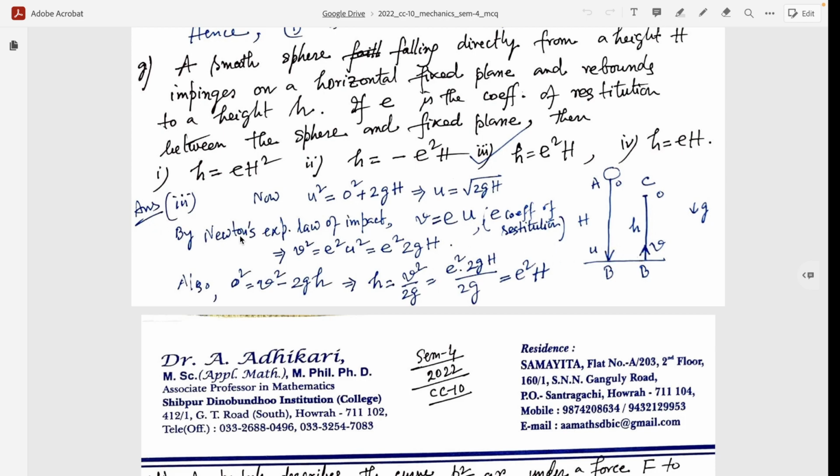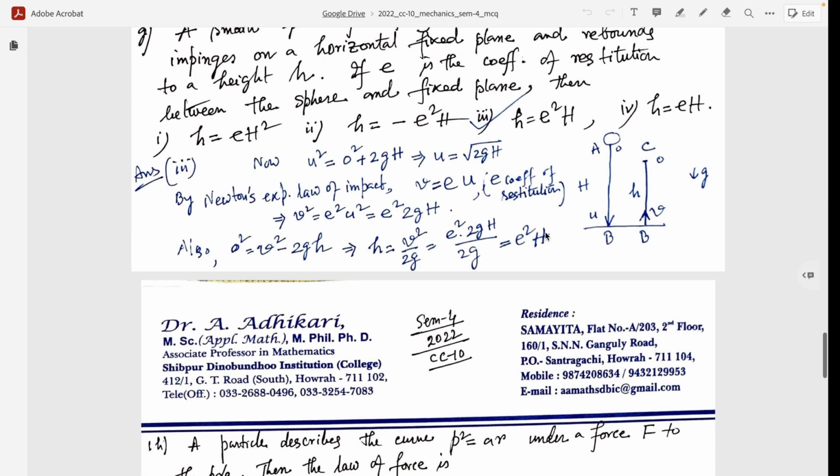By Newton's experimental law of impact, v equals e into u, where v is the velocity after rebound and e is the coefficient of restitution. So v square equals e square u square, and u square is 2g capital H. So v square equals e square times 2g capital H.